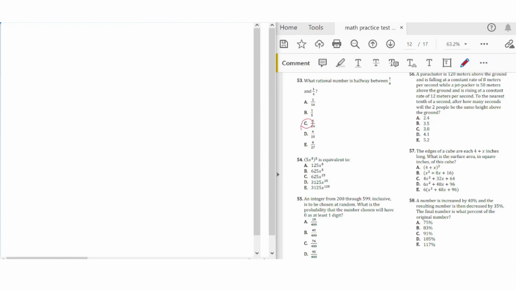Now we have to multiply 5 times 5 because that's the exponent rule when there's a parenthesis outside the exponents. So 5 times 5 is 25. Therefore, our answer is 3,125 times x to the 25th.